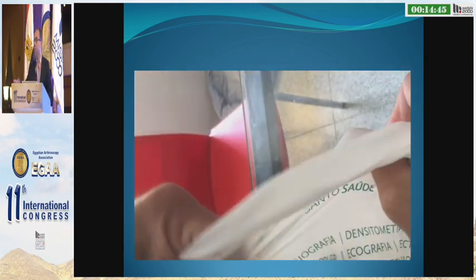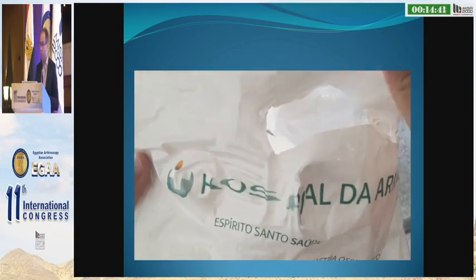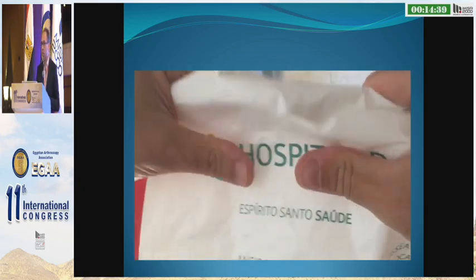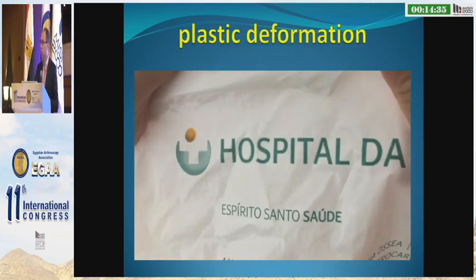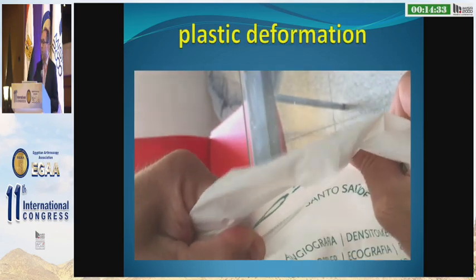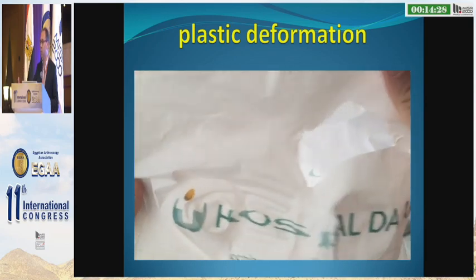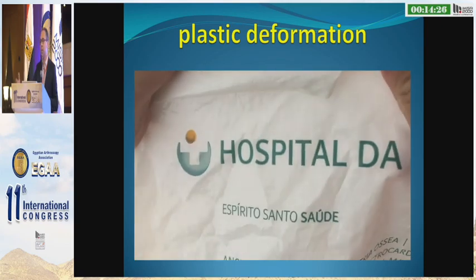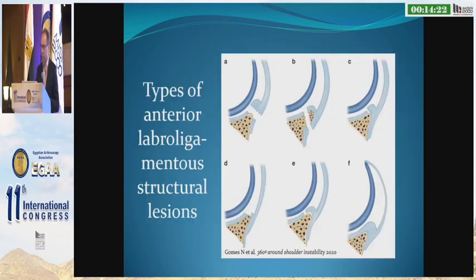So, what is this? What do we have here? A plastic bag, a plain simple plastic bag, perhaps you would say, and in fact it is, but it's a very good example of what happens to the shoulder capsule every time a shoulder dislocates. It's this plastic deformation of the capsule that remains after several dislocations that we have to bear in mind when deciding what to do to a shoulder that has been dislocated and needs surgery.